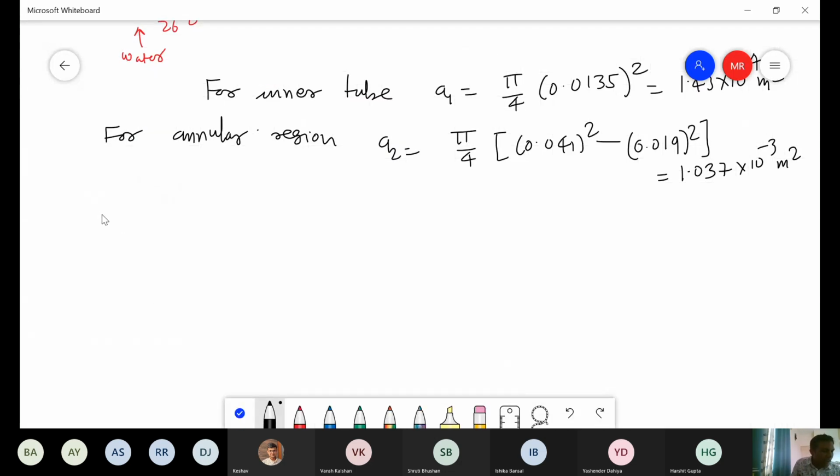Now the mass flow rate we can calculate. The mass flow rate of mercury.